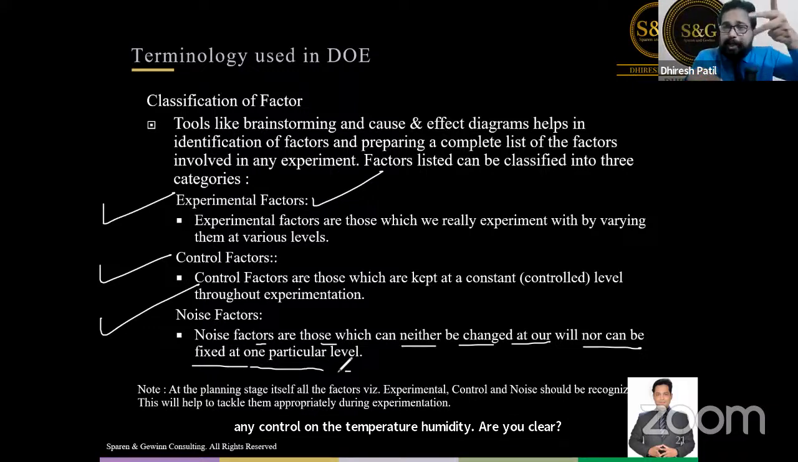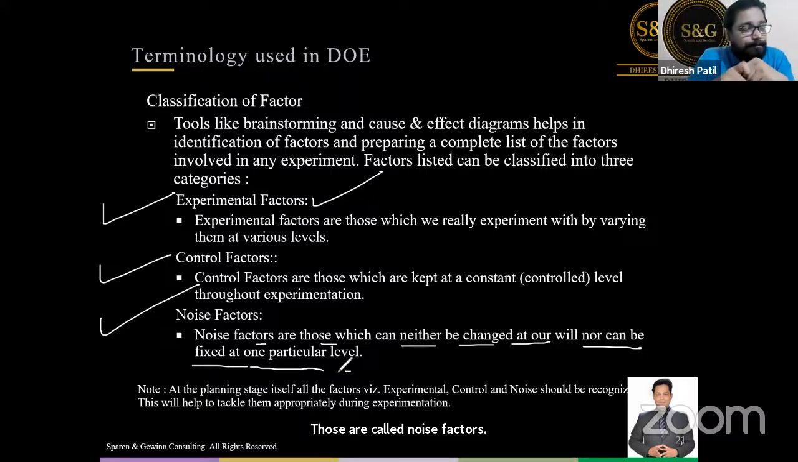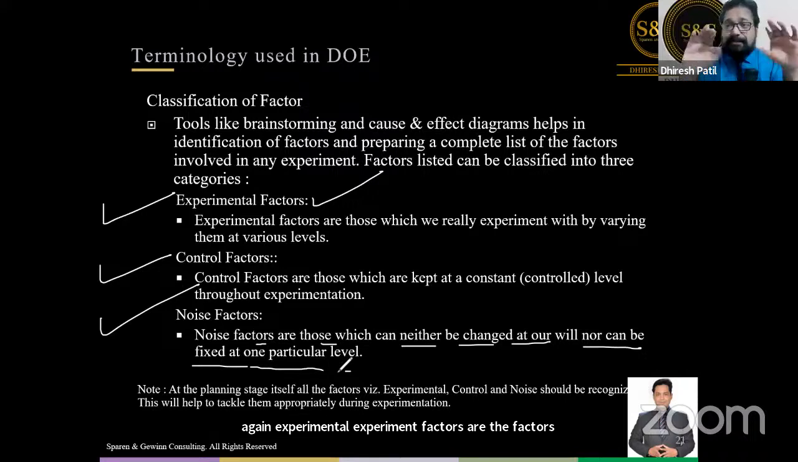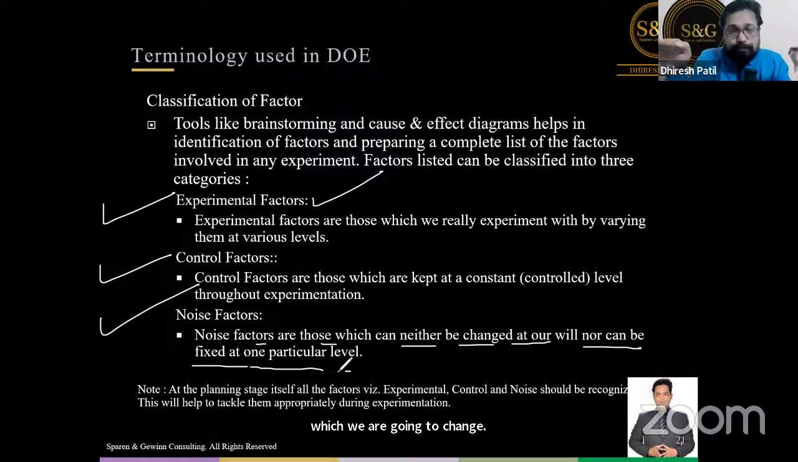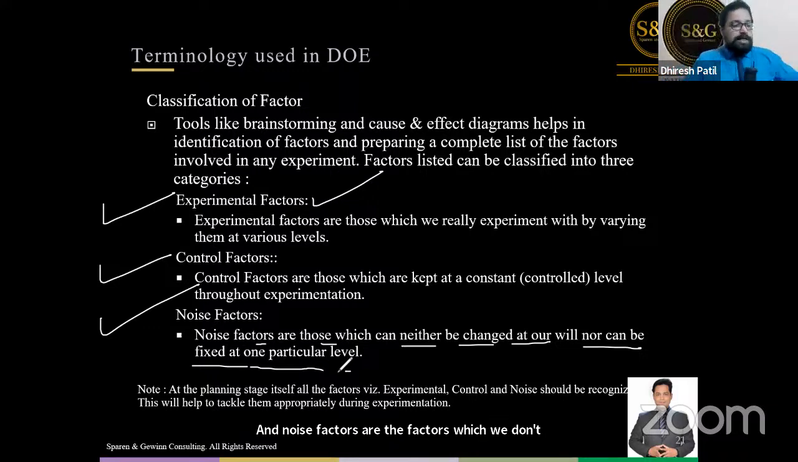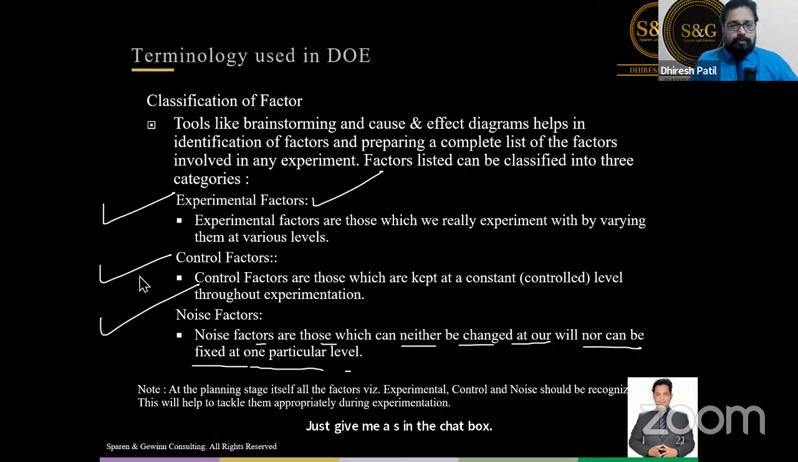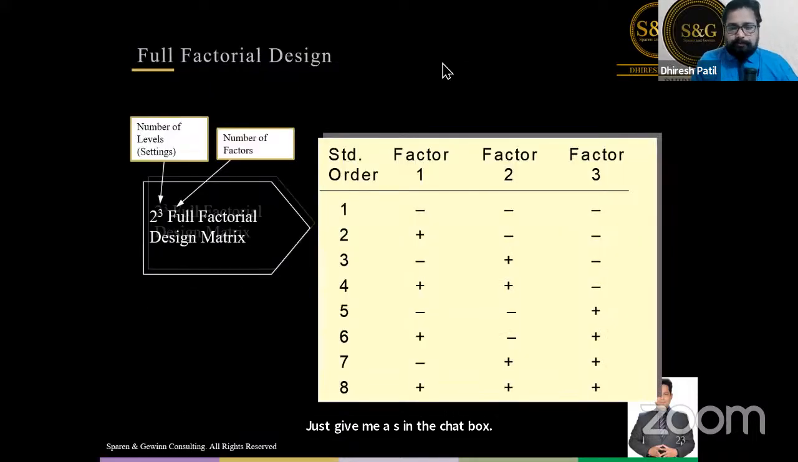So experimental, control and noise factors, clear everybody? Again, experimental factors are the factors which we are going to change. Control factors are the factors which we are going to keep constant, and noise factors are the factors over which we don't have any control. Clear? Just give me yes in the chat box. Yes. Very good.